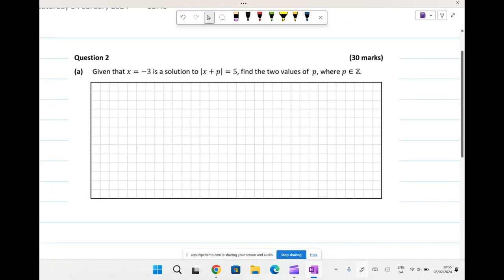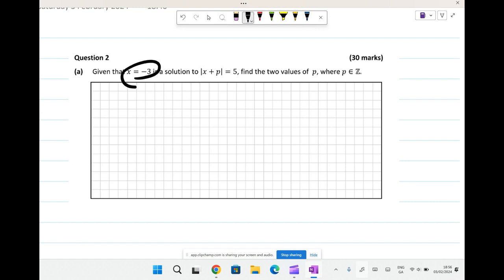So I think the first one we started with was, given that x equals 3 is a solution to the equation absolute value of x plus p is equal to 5, we want to find the two values of p, where p is just an integer. So this is just a positive or negative whole number, and we're trying to find the values of p. Okay, great. So the word that sticks out in this sentence is the word solution. We know the word solution is another word for root, and we tend to sub roots in and see that everything equals. So let's just do that.